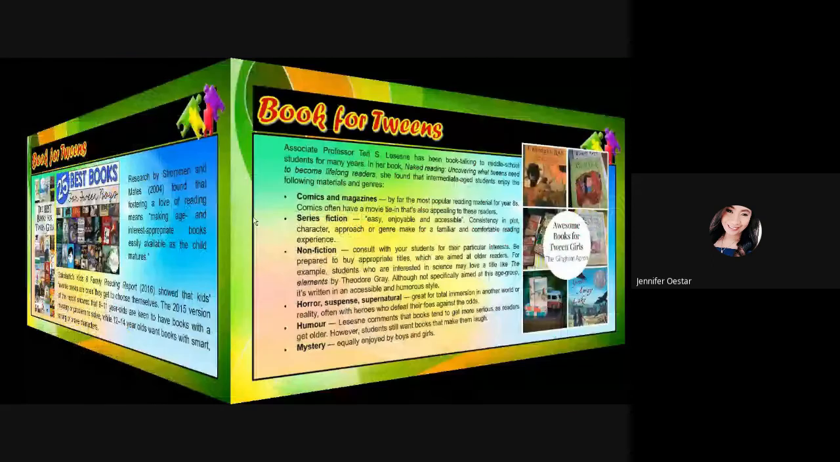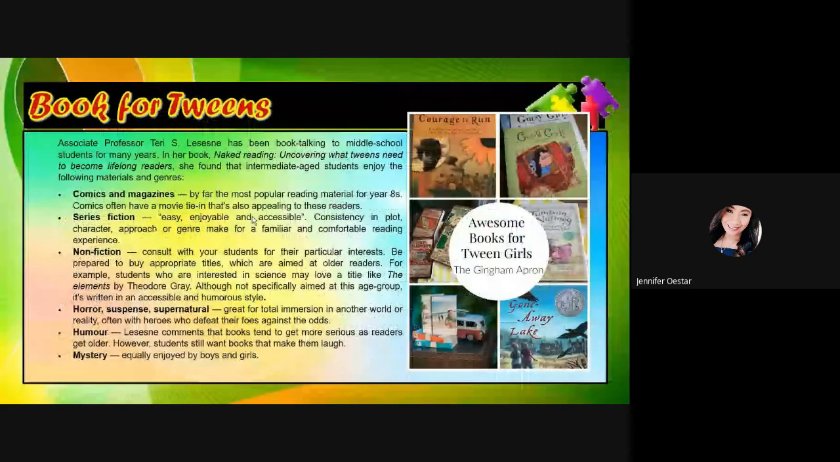Then we have books for tweens. Examples. Here are the samples: comics and magazines. By far the most popular reading materials for this age. Comics often have a movie tie-in that's also appealing to these readers. Series fiction, easy, enjoyable, and accessible.